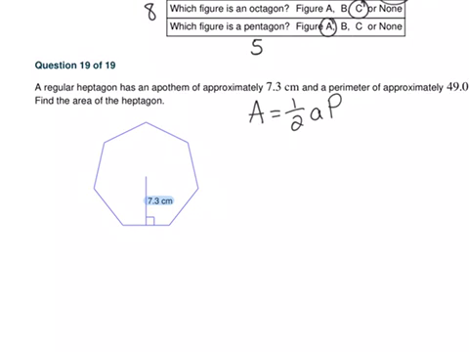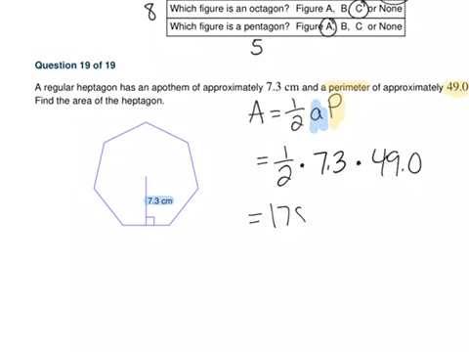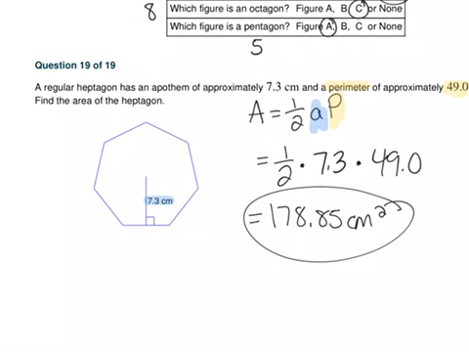So they give you that the apothem is the height here of this regular polygon, and it's 7.3 centimeters. Okay, so that's the A. And in this one, they actually give us what the perimeter is in the reading. So they say the perimeter is 49. So that's going to be our P in our equation. So I'm just going to plug this in and say 1/2 times 7.3 times 49.0. And if you plug that into your calculator, you should get 49 times 7.3 is 357.7, and cut it in half, divide it by 2, and you should get 178.85 centimeters squared for that polygon.